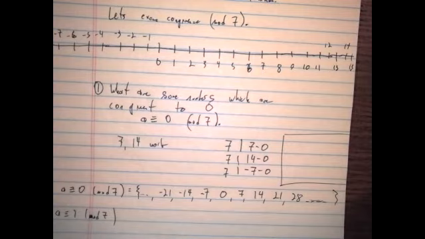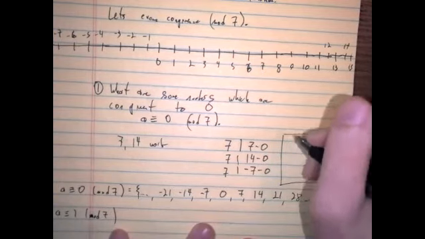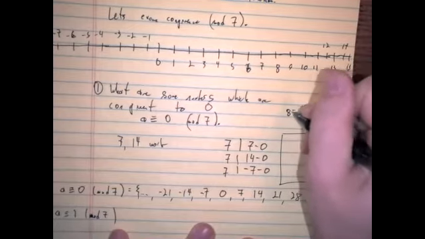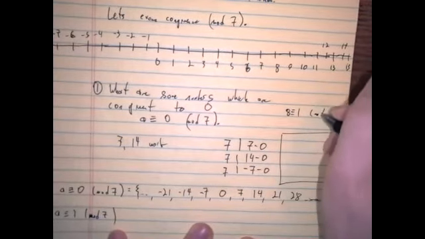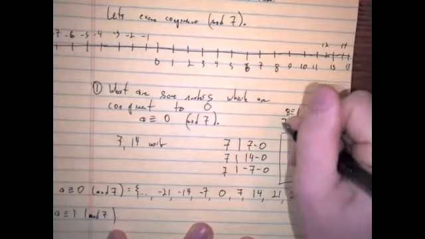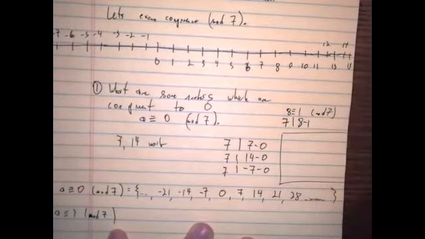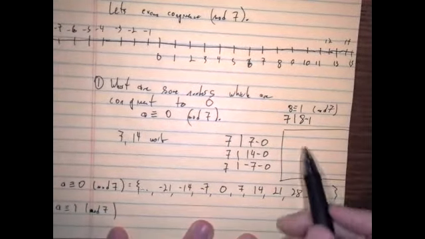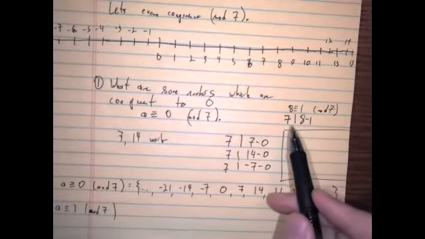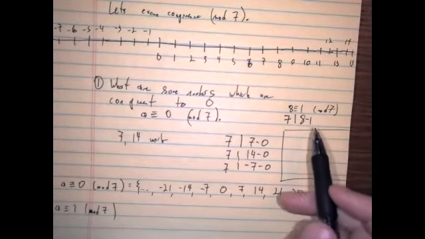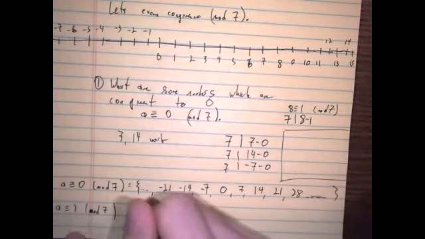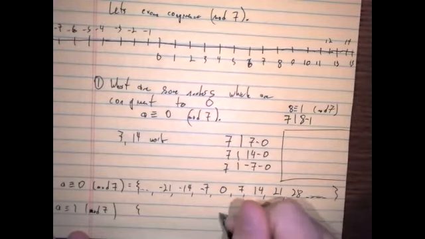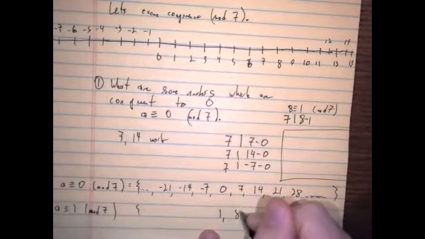Yeah, 8 is going to work, right? Because let's check if 8 is congruent to 1 mod 7. What I'm asking is, does 7 divide 8 minus 1? And the answer is yeah, definitely. 7 divides 8 minus 1 because this is just saying 7 divides 7. So 1 is in here, 8 is in here.